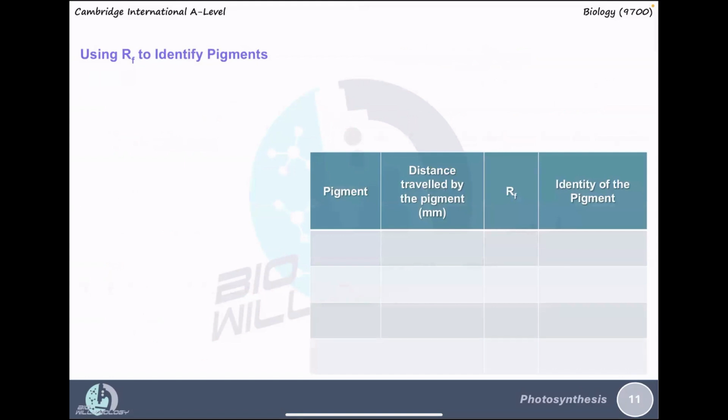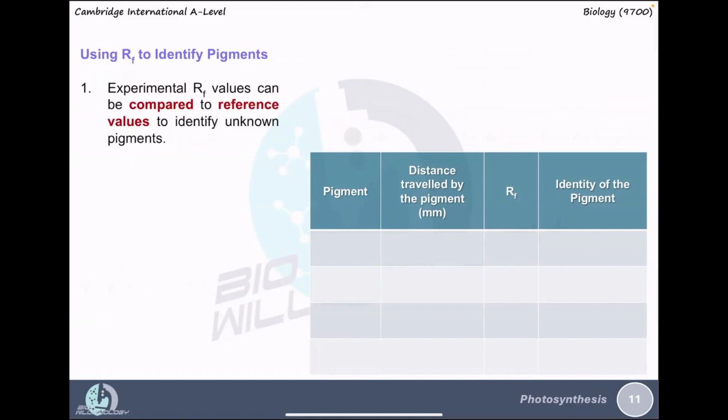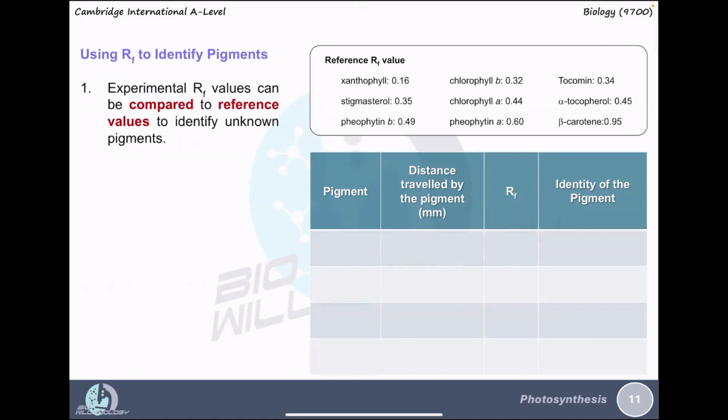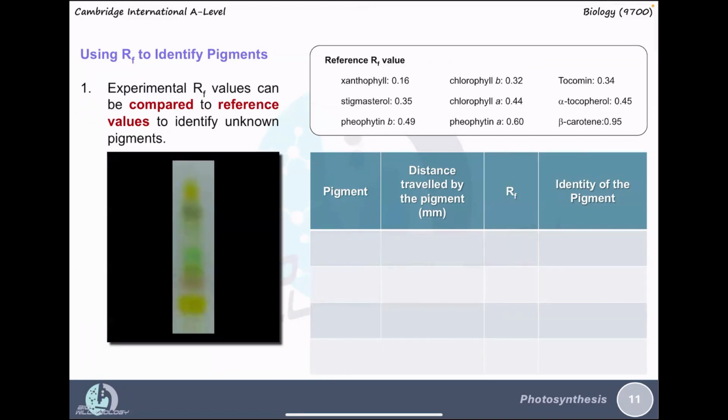Let us calculate the RF value and try to identify some of these pigments. The experimental RF value can be compared to the reference value to identify an unknown pigment. For example, we have a series of RF values here, including xanthophyll, stigmasterol, pheophytin, and so on. Now, this is a chromatogram. First of all, this is the origin line, and we have the solvent front. We can always measure the distance moved by the solvent front. In this case, 95.5 millimeters.